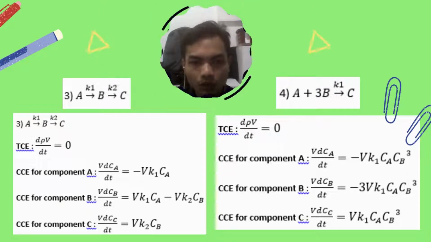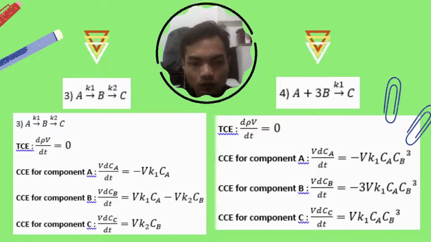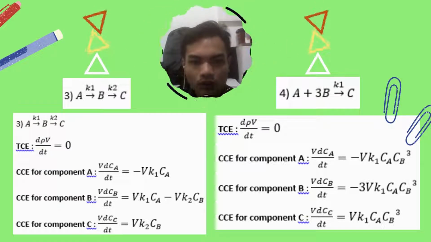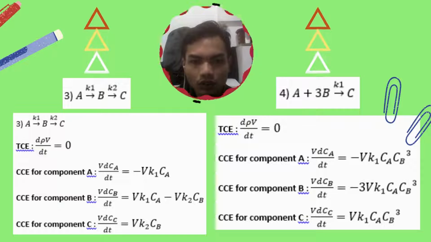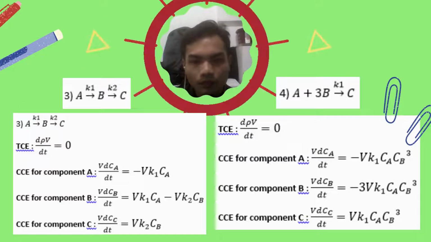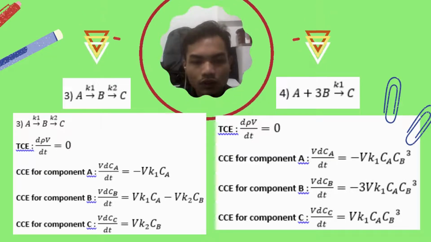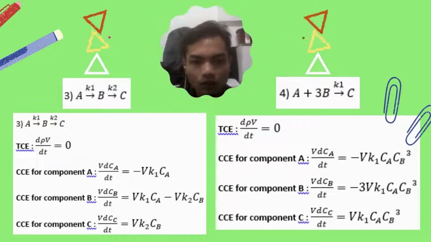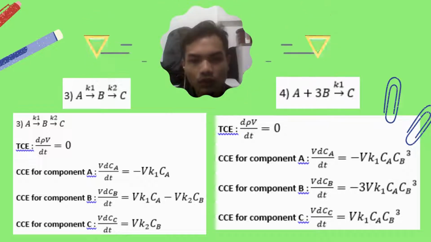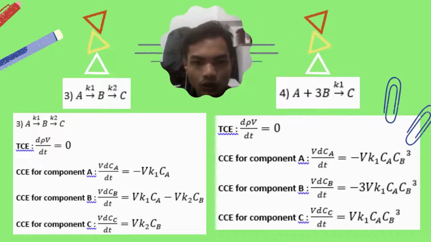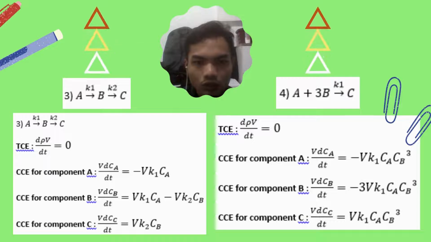For CCE for component B, we got VdCB over dt equal to VK1CA minus VK2CB. For CCE for component C, we get VdCC over dt equal to VK2CB, because only at K2, the C is produced by consuming B.